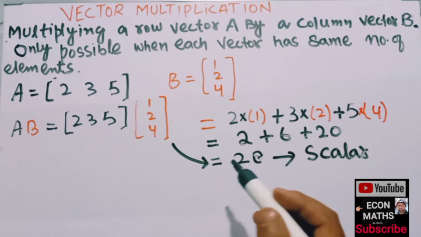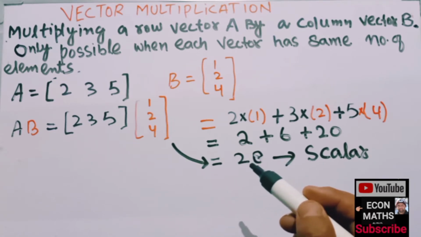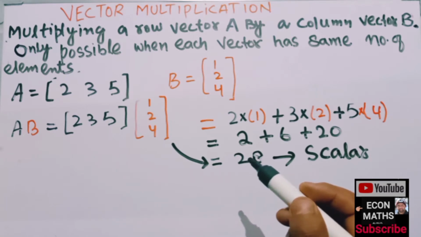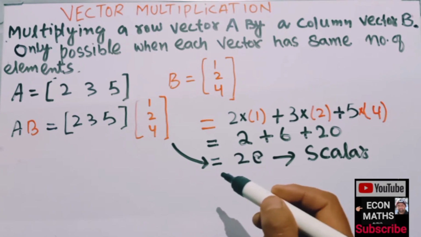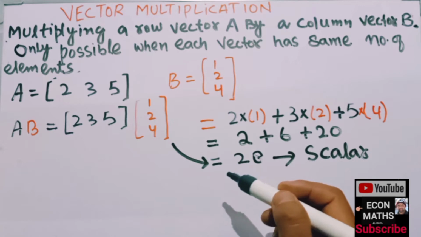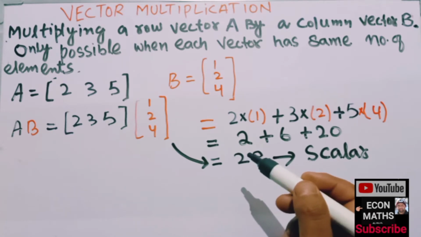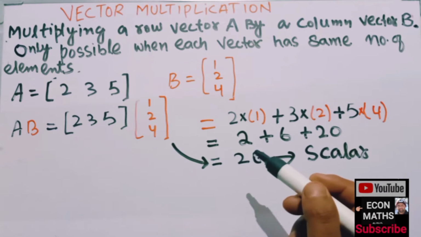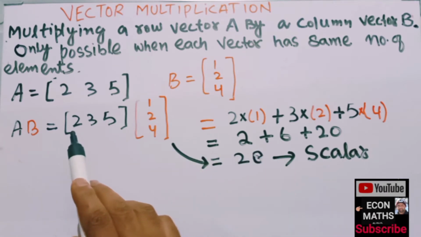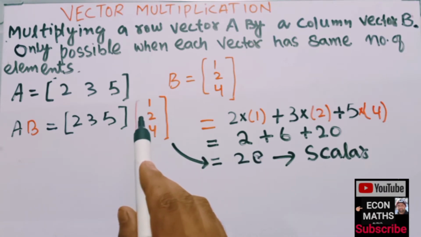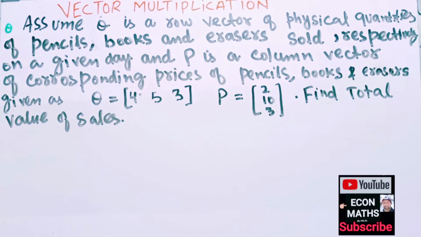Now this row column multiplication is very important because it serves as the basis of matrix multiplication. In the next video we will see matrix multiplication. There we use this row column multiplication. An example on the vector multiplication, that is row column multiplication, is like this.